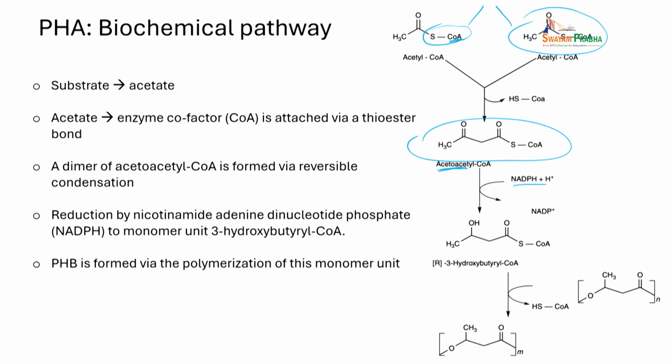This is then reduced by nicotinamide adenine dinucleotide phosphate, in short NADPH. NADPH reduces this dimer to form 3-hydroxybutyryl coenzyme A. So this is your monomer. Once you have this monomer, it can be polymerized by removal of the coenzyme, and you can see that from here to here we have a polymerization of the monomer. That's the proposed mechanism for how bacteria convert the substrate into PHA molecules.